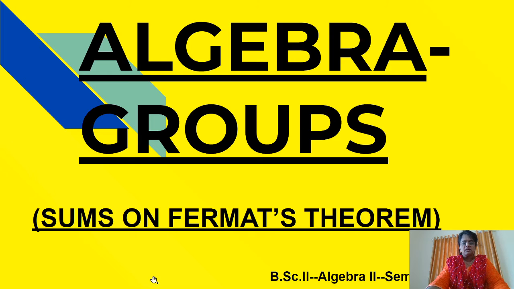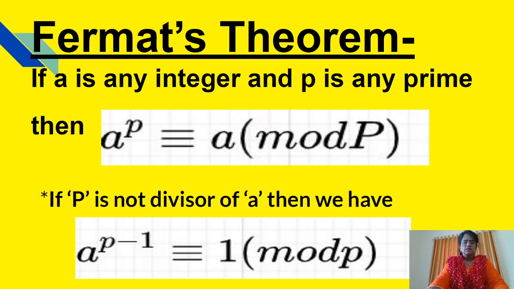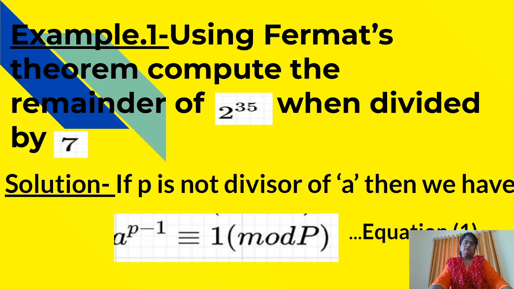Today we will see some sums on Fermat's theorem. First, let us see what is Fermat's theorem. If a is any integer and p is any prime, then a raised to p is congruent to a mod p. If p is not a divisor of a, then we have a raised to p minus 1 is congruent to 1 mod p. See the first example.